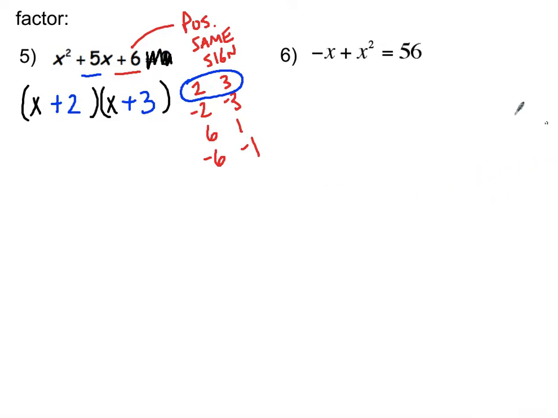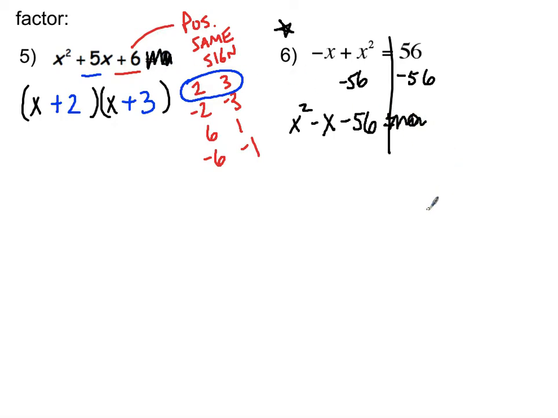Okay, number 6 is a little weird because we've got this number on the right side of the equal sign. So I would get everything onto one side. I'm going to subtract the 56. There's nothing over on the right. On the left, I'm going to put all of my terms in order. So the x squared is going to go first, the negative x is going to go second, and then the negative 56 is going to go last. And just like this last problem, we're not going to worry about the equals 0 part.